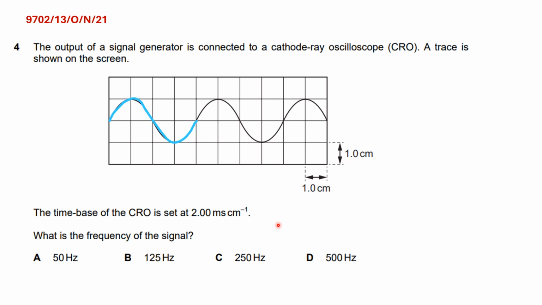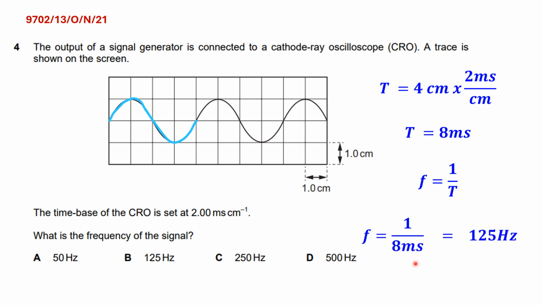And now determine how many boxes I have in this cycle. So in this case, 1, 2, 3, 4, and each box is 1 centimeter, so the period is 4 centimeters times the time base setting, which is 2 milliseconds per centimeter. Cancel both centimeters, and the result is 8 milliseconds. To find the frequency, it is the inverse of the period, and the inverse of 8 milliseconds is 125 hertz. Easy.